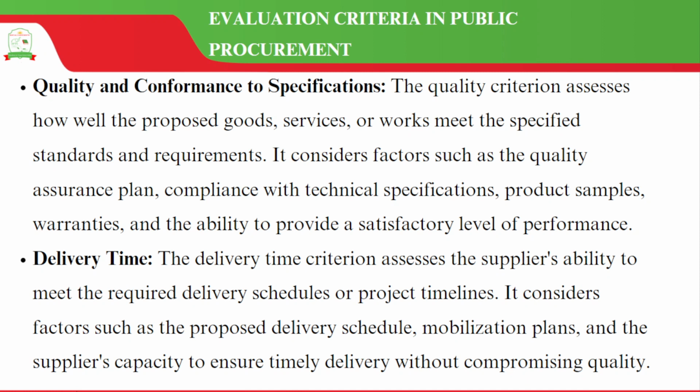When you are looking at the quality aspect, we are looking at the quality assurance plan, compliance with technical specifications, product samples, warranties, and the ability to provide a satisfactory level of performance, and also the delivery time. The delivery time criterion is going to assess the supplier's ability to meet the required delivery schedules or project timelines. It is also going to consider factors such as the proposed delivery schedule. So are the suppliers able to keep to the proposed delivery schedule?